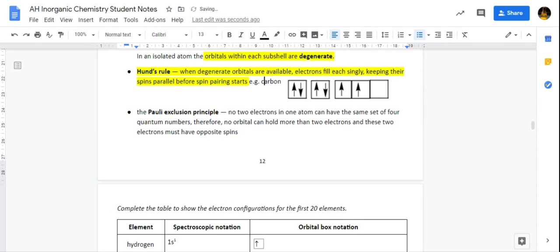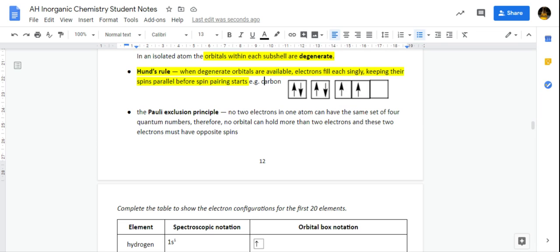If we have a look at carbon as an example, carbon is 1s2, 2s2, 2p2. So we fill the 1s, we put one electron in, then we put another electron in with the opposite spin. Then the 2s orbital, put one electron in, and then another electron in with the opposite spin. With the 2p subshell, we have three degenerate orbitals, so the electrons will fill singly. The first electron goes into the first p orbital. The second electron goes into the second p orbital with a parallel spin, so the spin will be in the same direction as the first one.